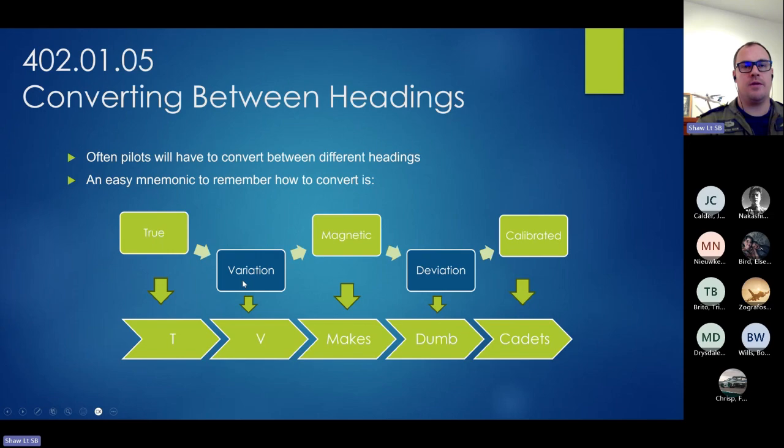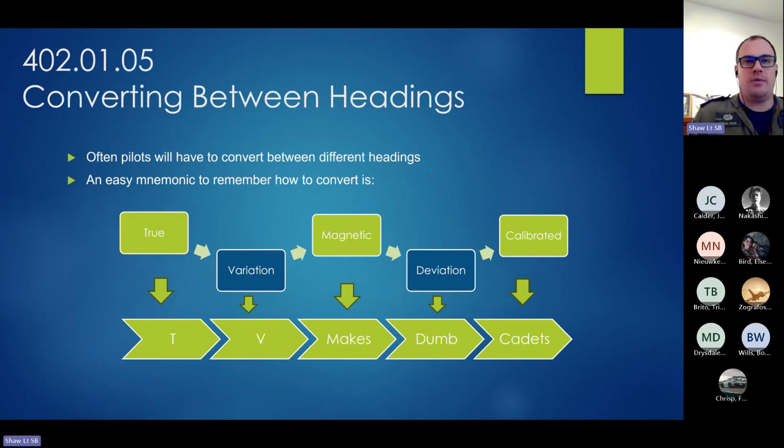Then we go to variation. So we either add or subtract the magnetic variation to get from true to magnetic. And then in order to go from magnetic to make sure our compass reads properly, we have to add or subtract the deviation, right? The way to remember that is TVMDC, or TV makes dumb cadets. So something to keep in mind.